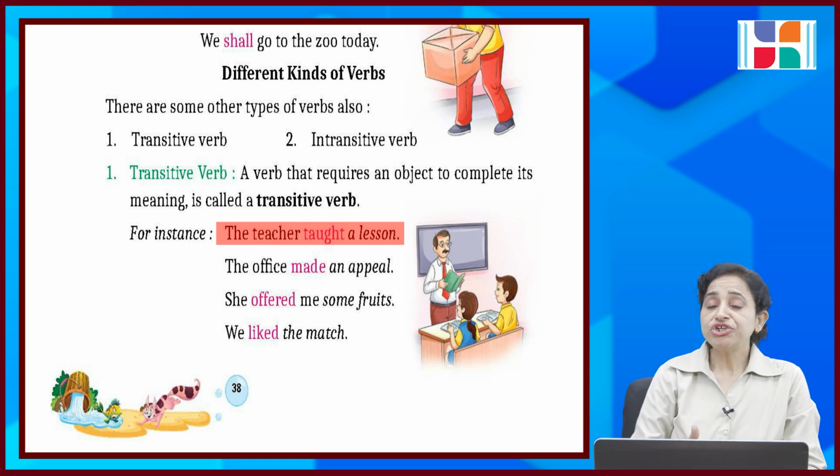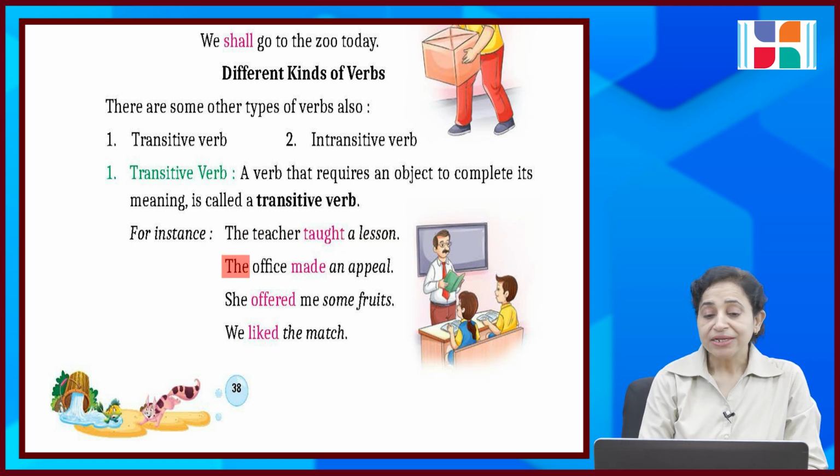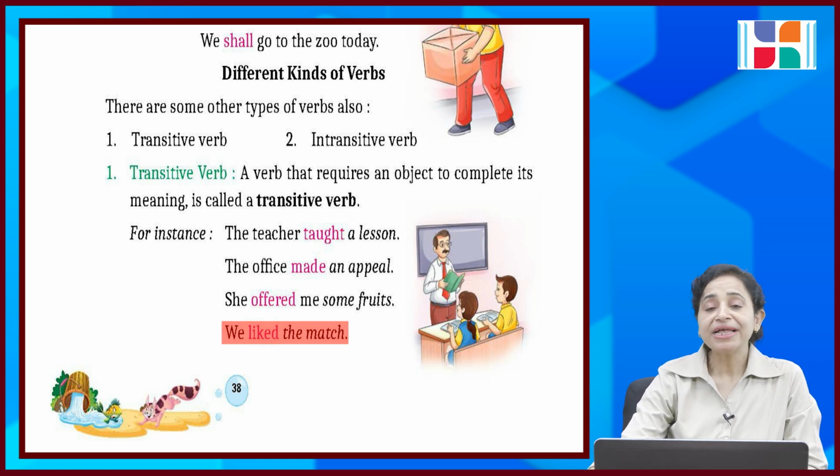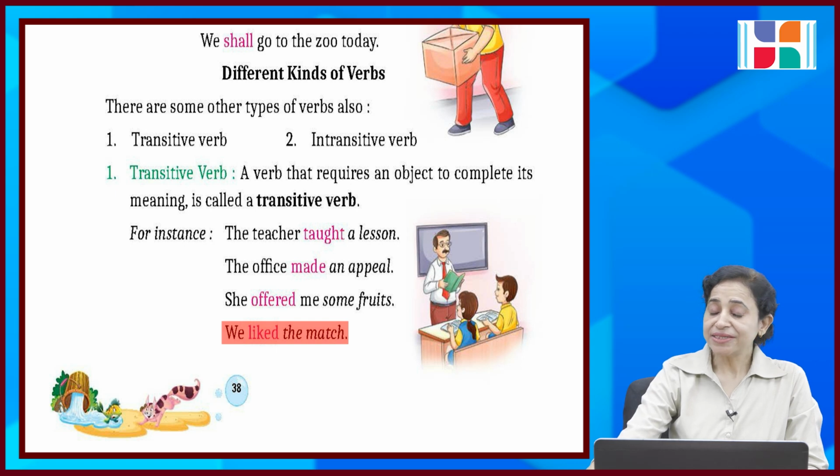So, what she taught? A lesson. The officer made an appeal. She offered me some fruits. We liked the match. So, sentences में आपने क्या observe किया? Yes, you have observed that it requires an object to complete the sentence. So object हमें first sentence में मिला, right?